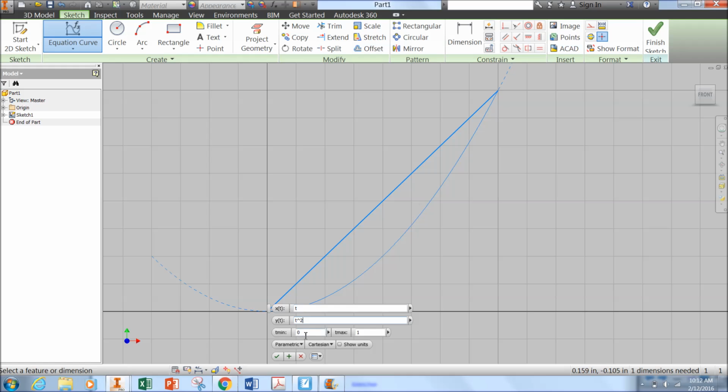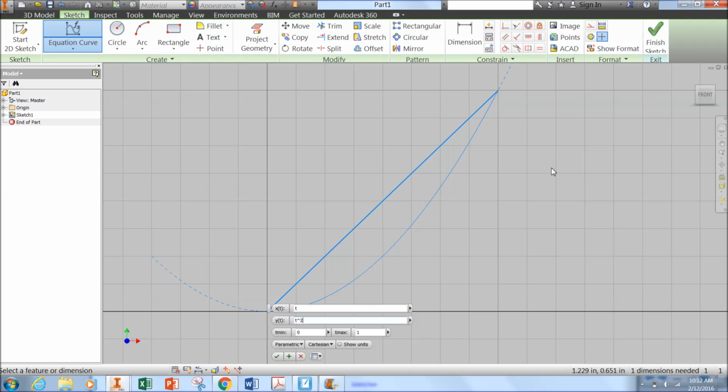Notice for our t min, or our x min, being 0 and our t max and x max being 1, both curves meet at their endpoints. If they had not, I would have had to change the values of t so that the two curves did meet.